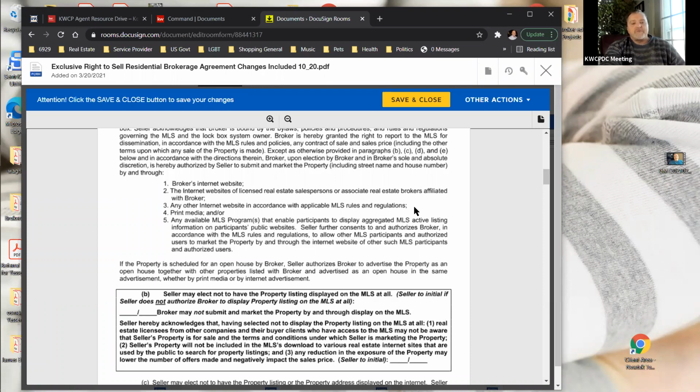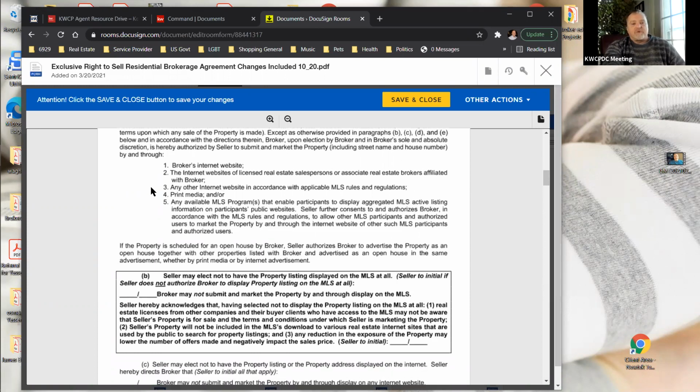So there are lots of other websites that also republish that information. Print media, or any other available MLS programs. So that might be something like Remine, which is an MLS, a Bright partner. So programs like Remine and other similar programs report their properties into those other systems. So that allows us participation in that.